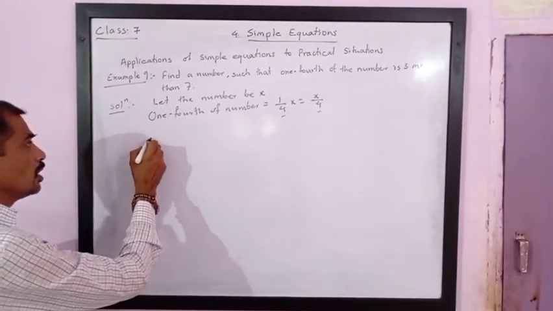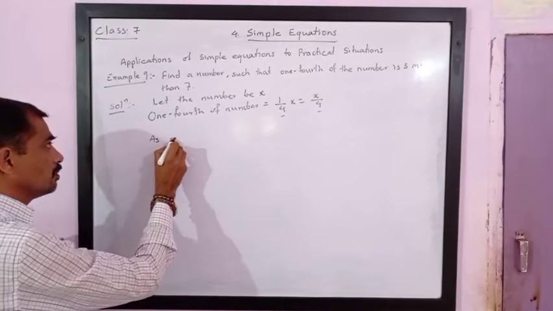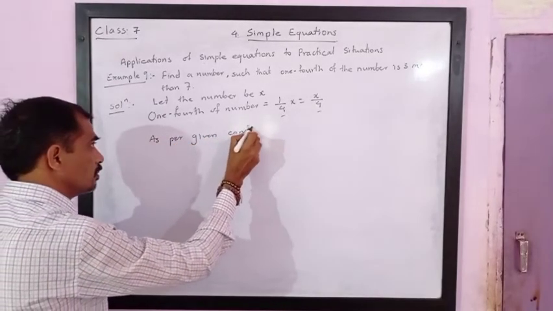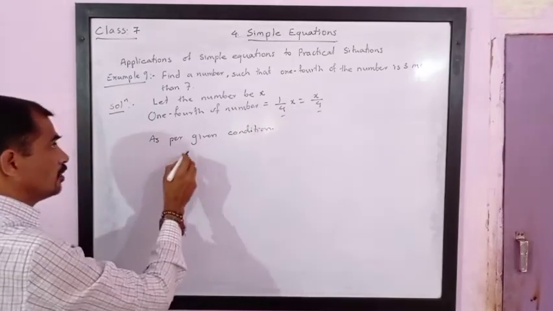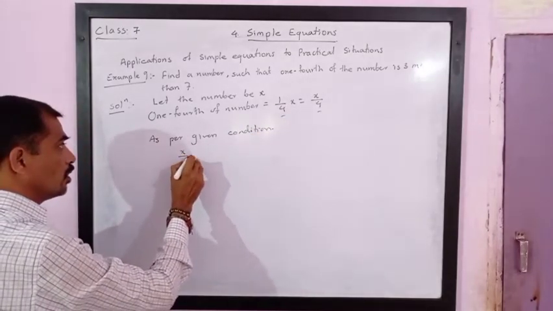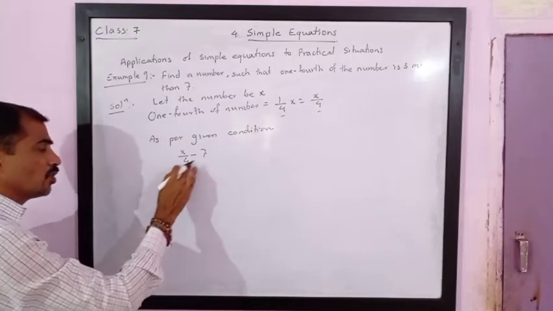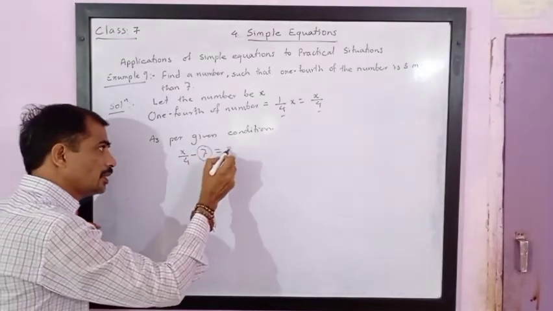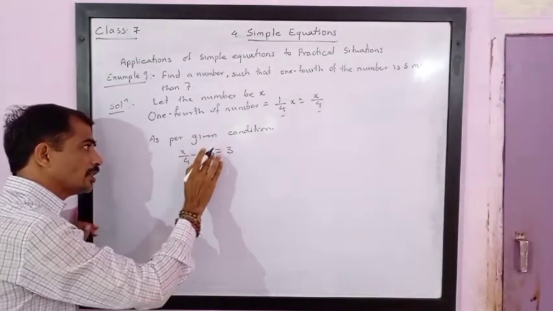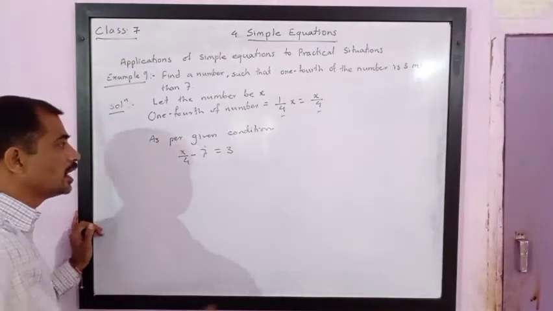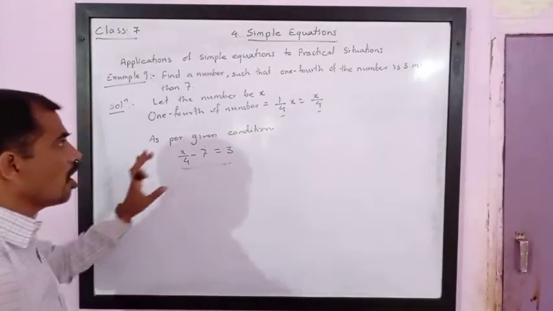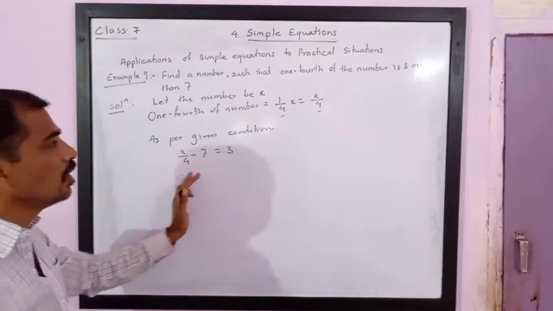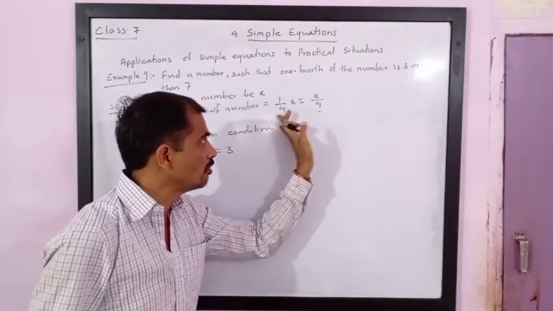So as per given condition, we have x upon 4 is more than 7, that is, this number, 1/4 of the number, is more than 7 by 3. So if you subtract the smaller number from the bigger number, you will get the answer 3. So this is the equation. Or you can get the equation in another form as well. I will tell you after solving the problem. Let us try to get the solution of this.